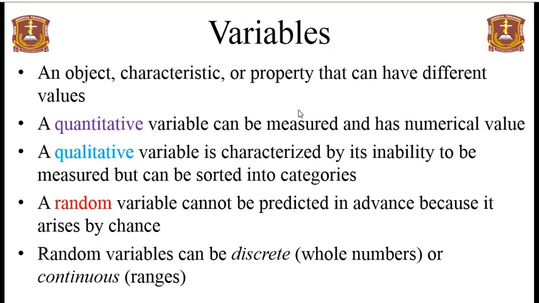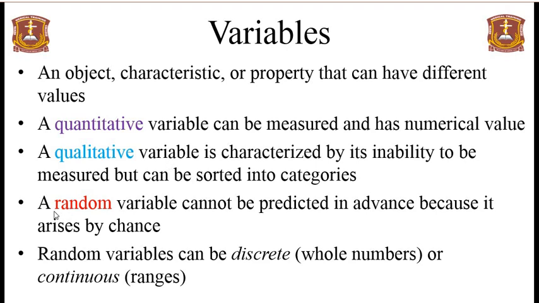Now, variables, on the other hand, refers to object, characteristic, property that can have different values. Okay, a quantitative variable can be measured and has numerical value, while a qualitative variable actually refers to an observation. Okay, it has a property of the inability to be measured and can be sorted into categories. So it's more of what people infer from an observation.